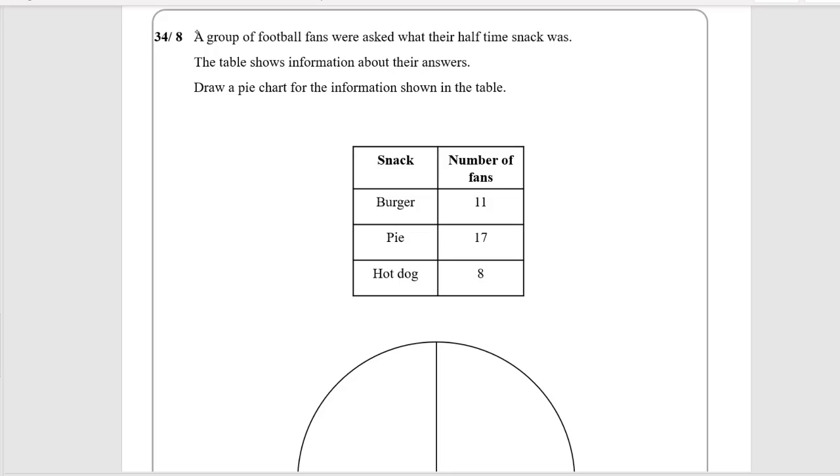Now, if you don't have a pie chart question in paper 1 or 2, then there's a good chance you will possibly have one in your test. A possibility. I'm not saying you're going to have one, but there is a possibility.